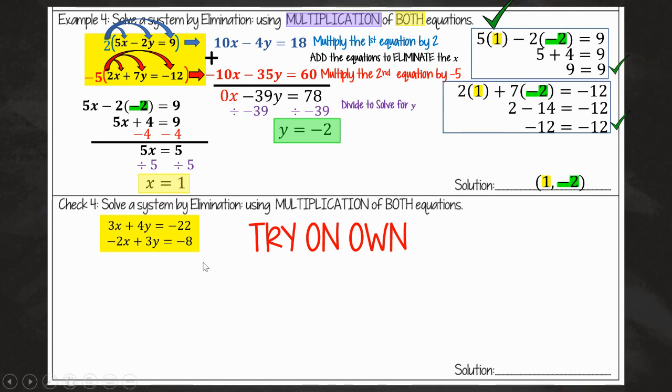Then try check number 2 on your own. Make sure to change the equation for your check to be 3x plus 4y equals negative 22 and negative 2x plus 3y equals negative 8. And you'll check your answer in Canvas.